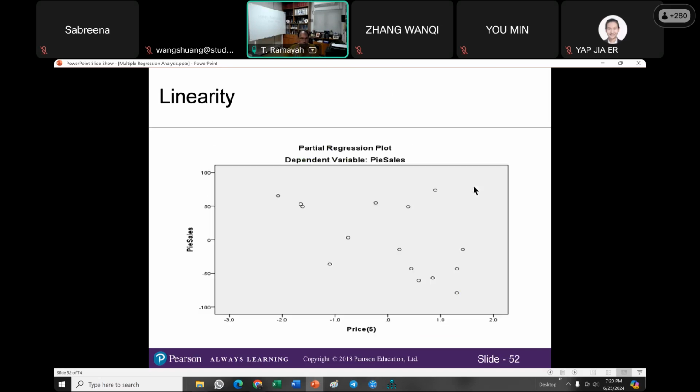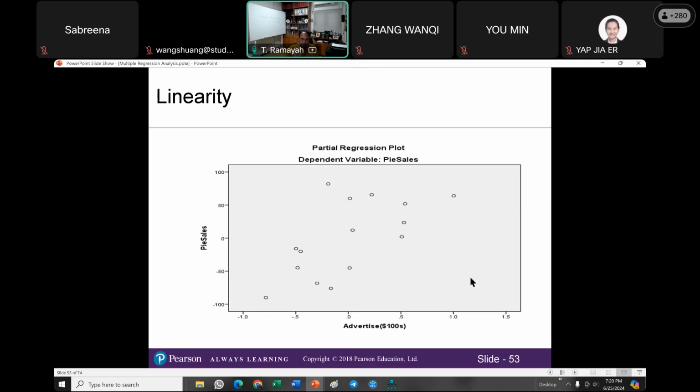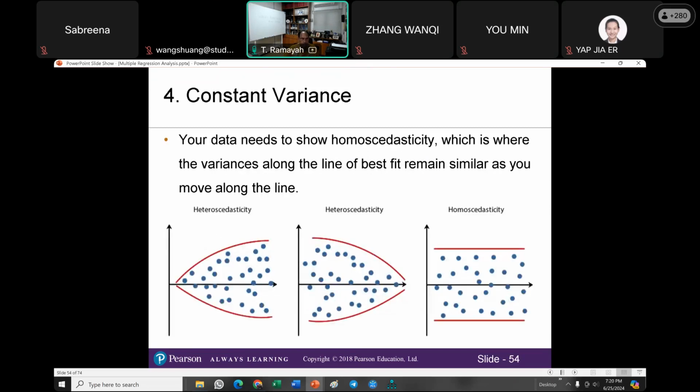That's linearity. Since we have 2 independent variables, we can actually draw the line. This is between price and pie sales. The line will be negative. Then your advertisement and pie sales, the line will be positive. You can draw a straight line in between. So this is how you assess linearity in a multiple regression analysis.